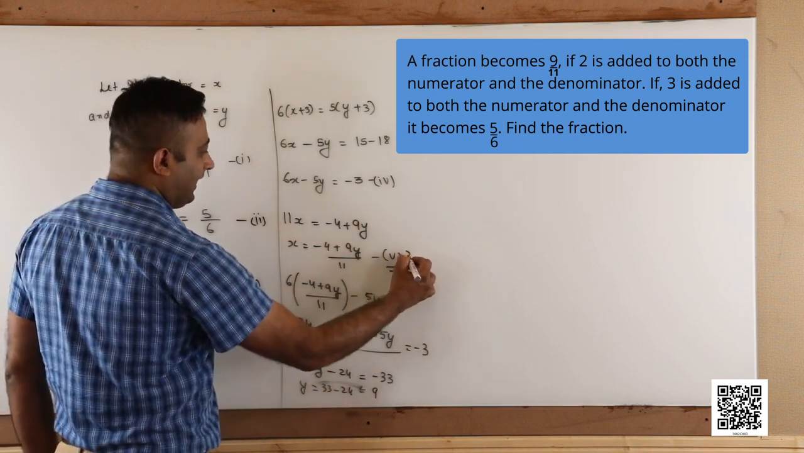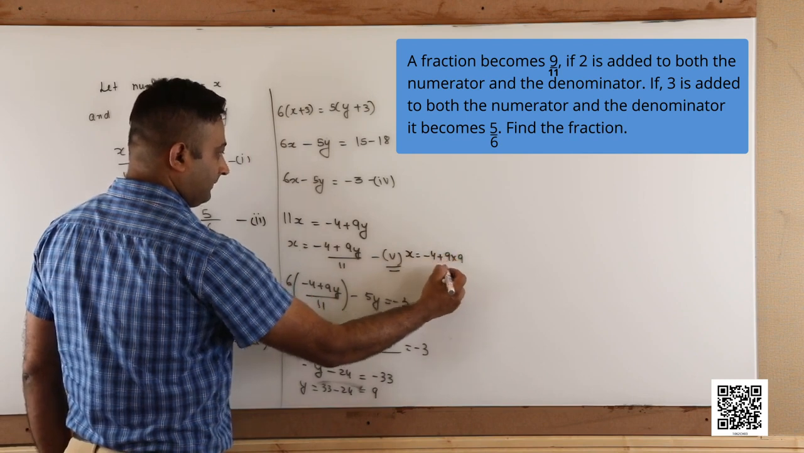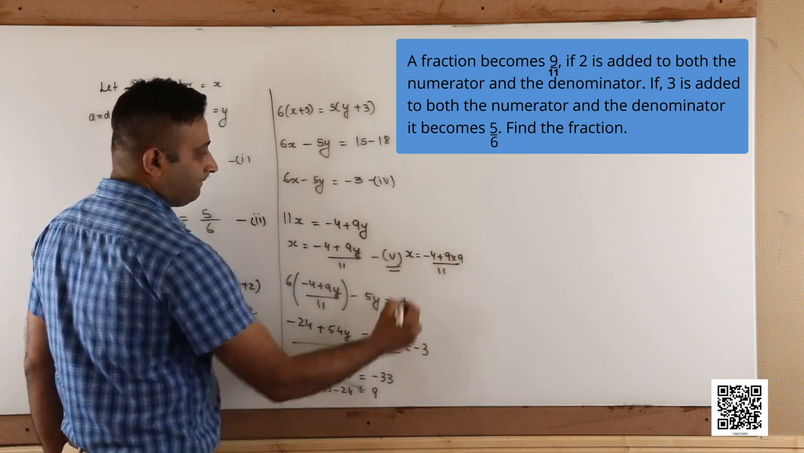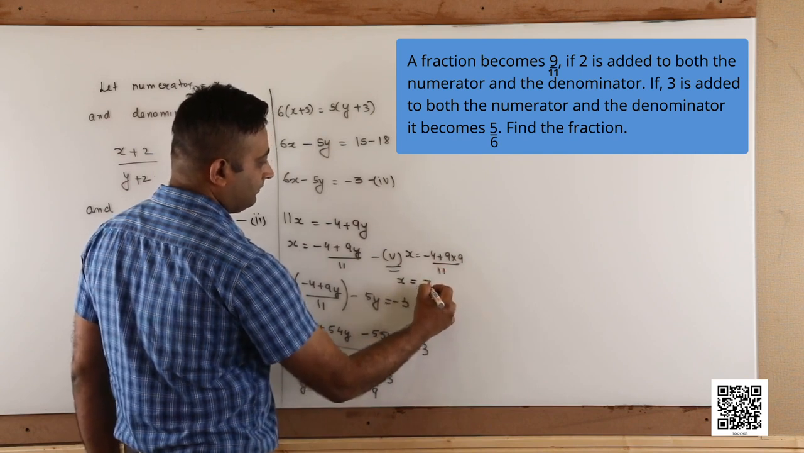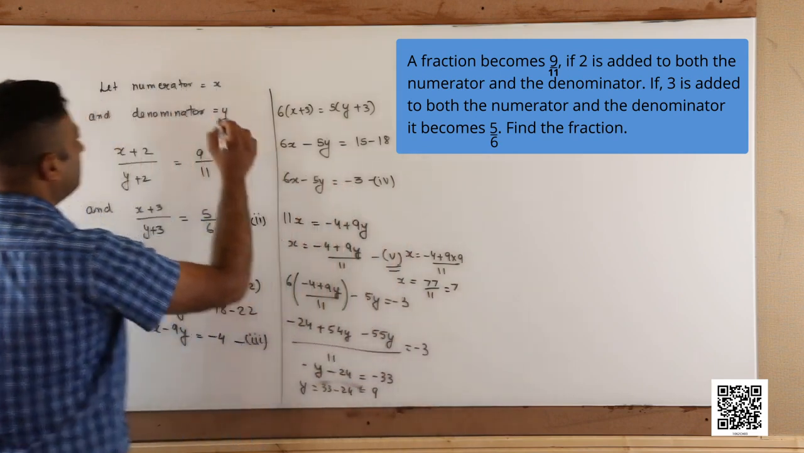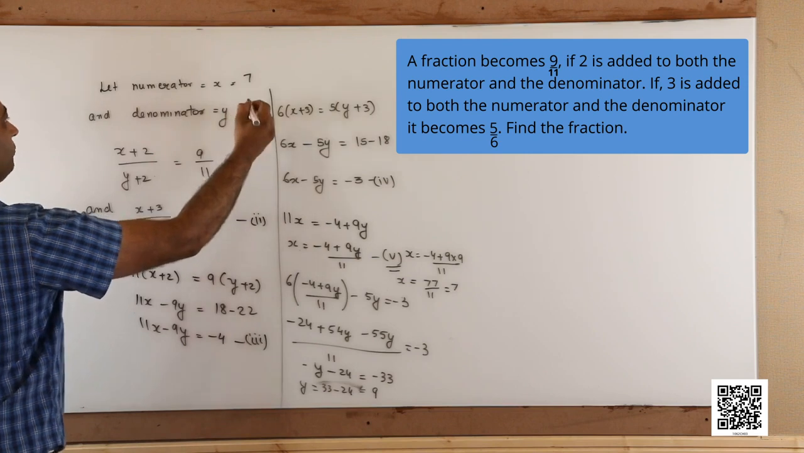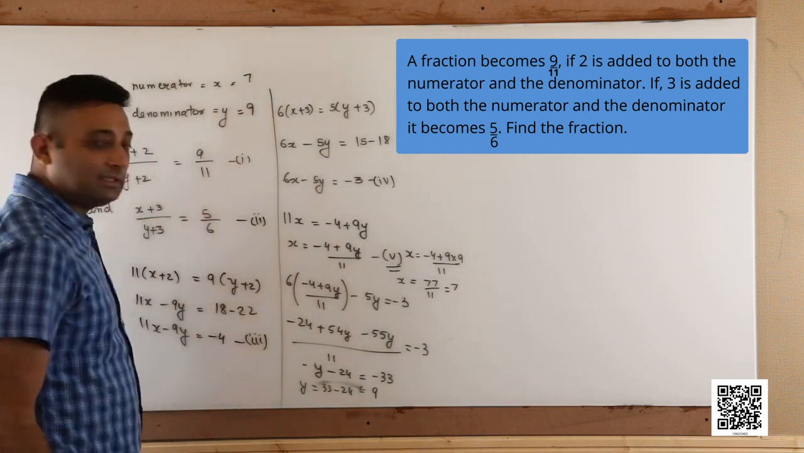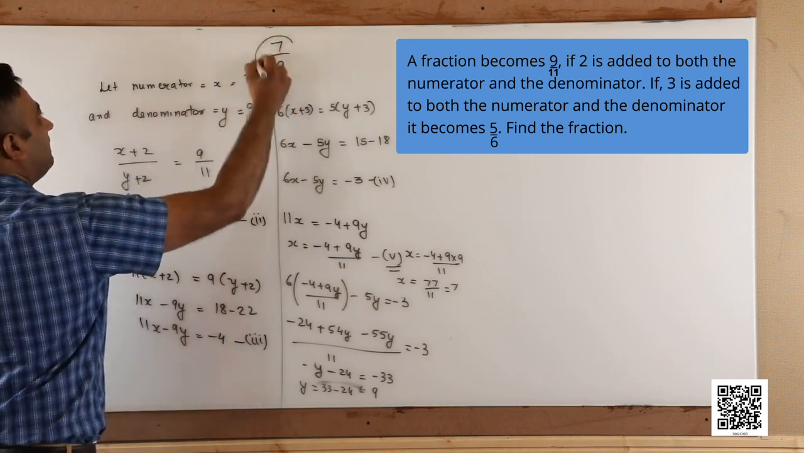That means x equal to minus 4 plus 11, that means x is equal to 7. So we have found that x equal to 7 and y is equal to 9. That means the fraction is 7 by 9.